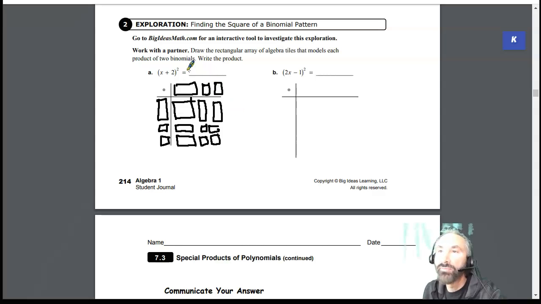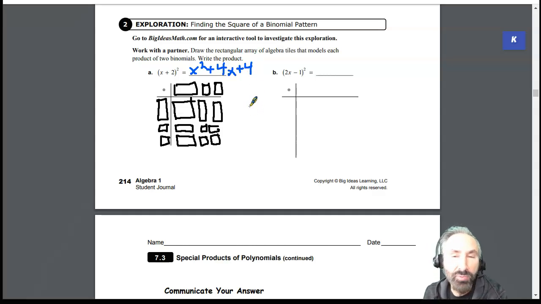Then we can write out the result of all that. We're going to get x squared plus 2x plus 2x plus 4. That is x squared plus 4x plus 4. Obviously, when we get to bigger, more complicated problems, you're not going to be able to do this with tiles. This is just to help you visualize what's actually happening when we multiply two polynomials.